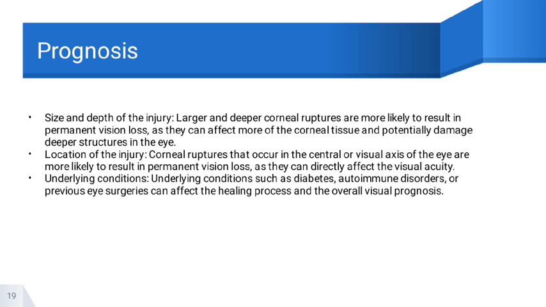Size and depth of injury. Larger and deeper corneal ruptures are more likely to result in permanent vision loss as they can affect more of the corneal tissue and potentially damage deeper structures in the eye. Location of the injury. Corneal ruptures that occur in the central or visual axis of the eye are more likely to result in permanent vision loss as they can directly affect visual acuity. Underlying conditions such as diabetes, autoimmune disorders, or previous eye surgeries can affect the healing process and the overall visual prognosis.